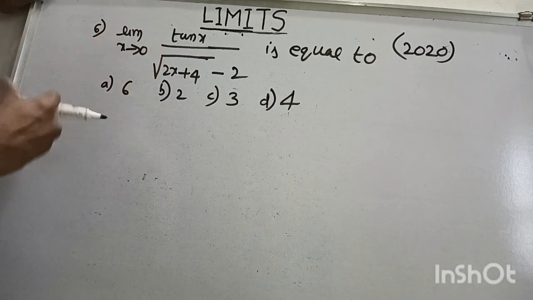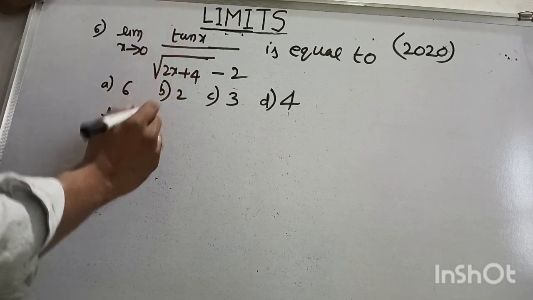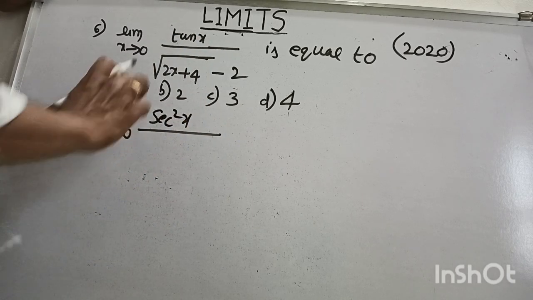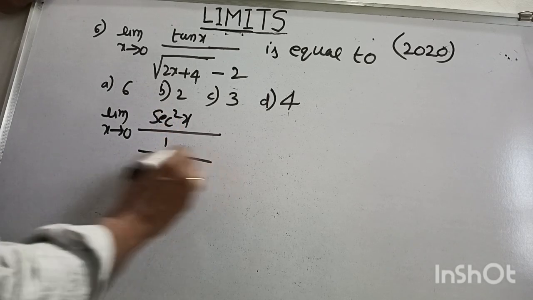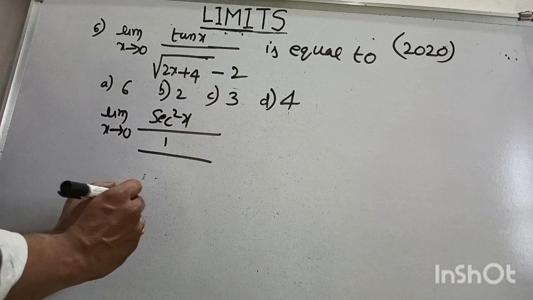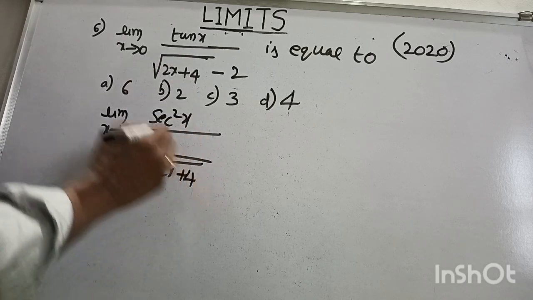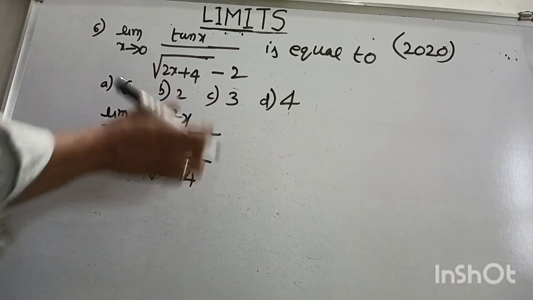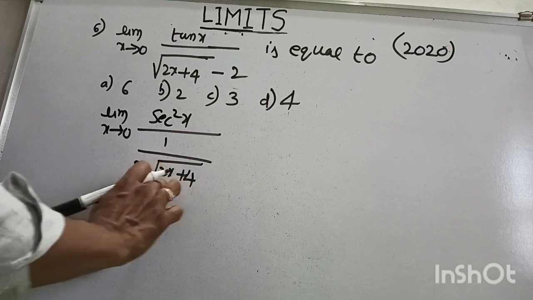By L'Hospital rule, limit x tends to 0, derivative of the numerator, the derivative of tan x, is secant square x, divided by the derivative of the denominator. The derivative of root 2x plus 4: the derivative of root x is 1 by 2 root x, so this is 1 by 2 root 2x plus 4, and again the derivative of 2x plus 4. The derivative of 2x is 2, and the derivative of 4 is 0. So we get 2.